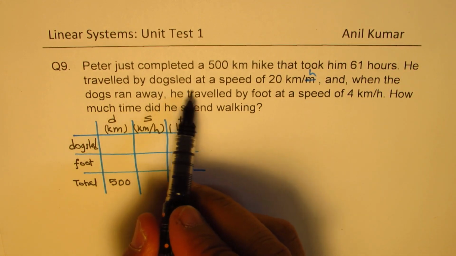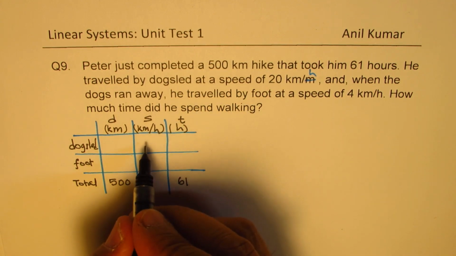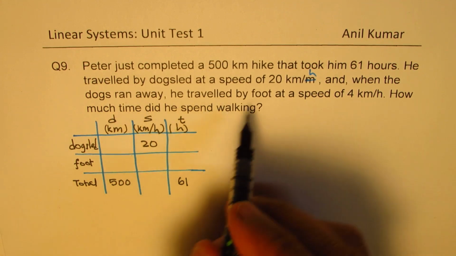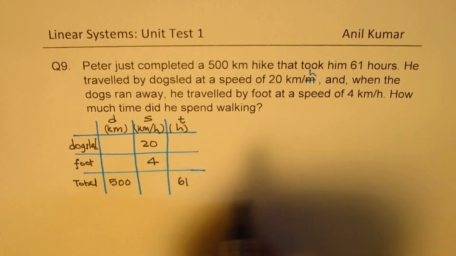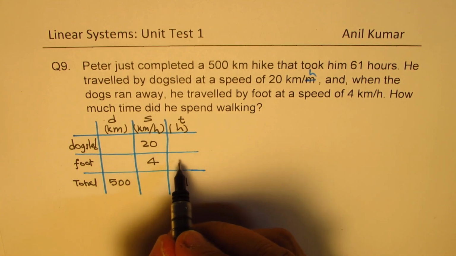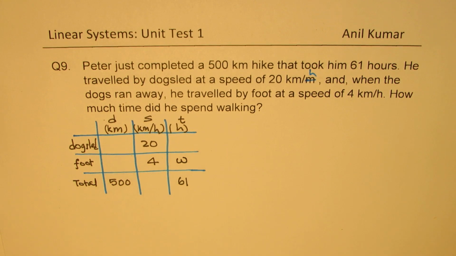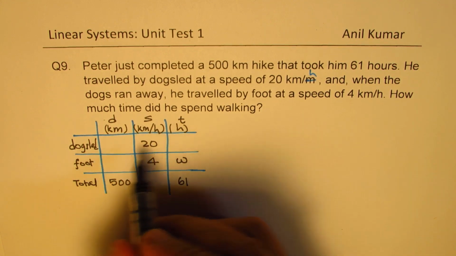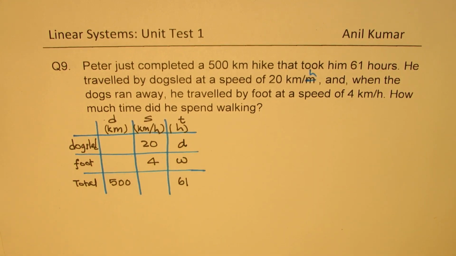He traveled by dog sled at a speed of 20 kilometers per hour. So this is 20. And when the dogs ran away, he traveled by foot at a speed of 4. How much time did he spend walking? So we need to find this time for walking. Do you understand? That is what we need to figure out. So how could you do this question? We also want to know how much time he took on the sled. Total is 61. Is that clear to you?